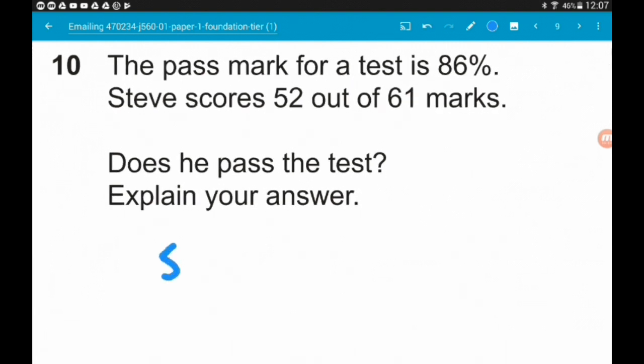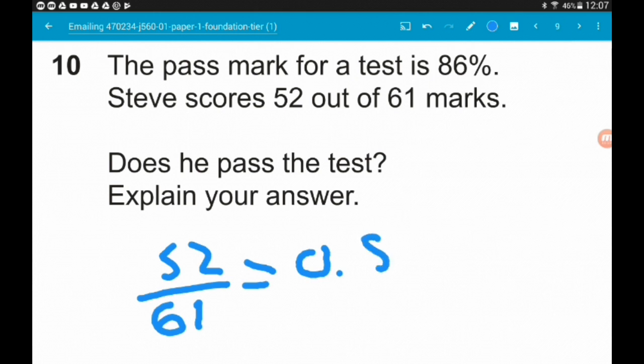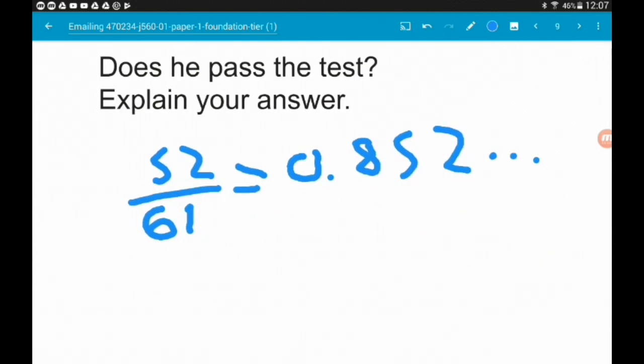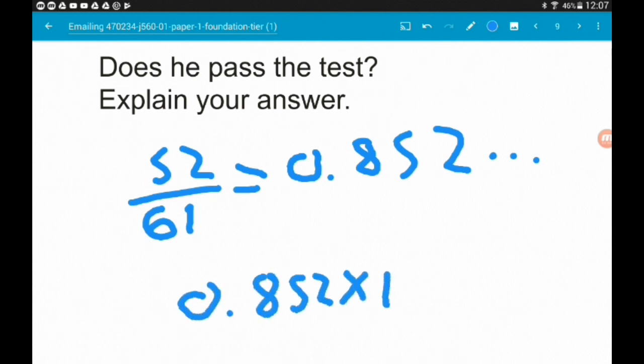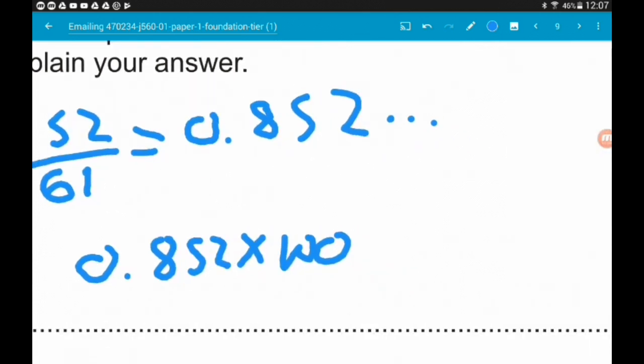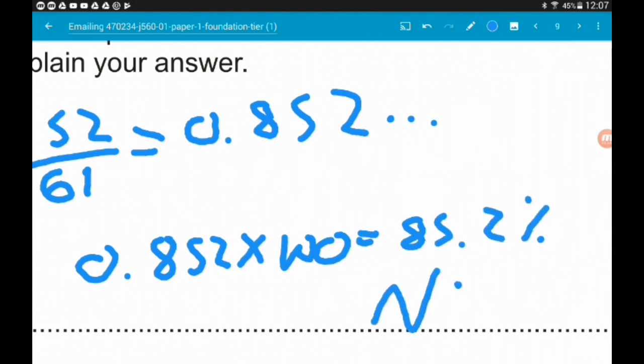So if you do 52 divided by 61, you get 0.852, which carries on, and that's enough for us. If we then multiply that by 100, that is 85.2%. So the answer is no.